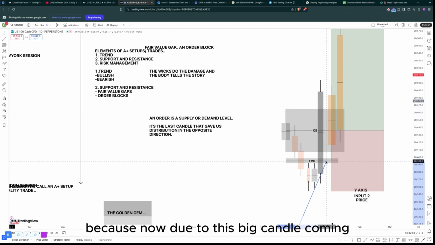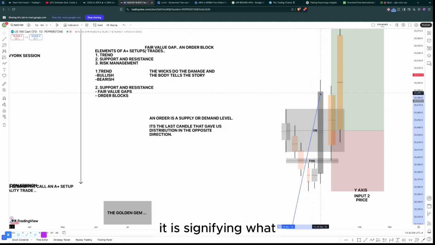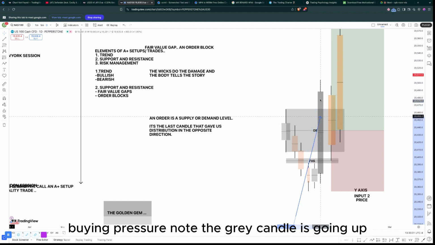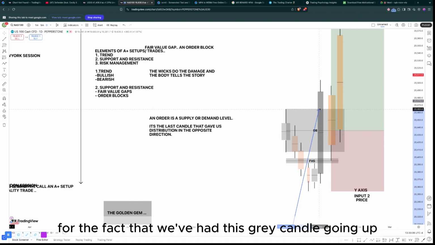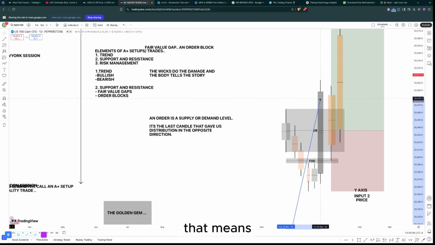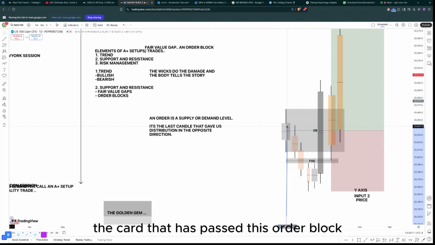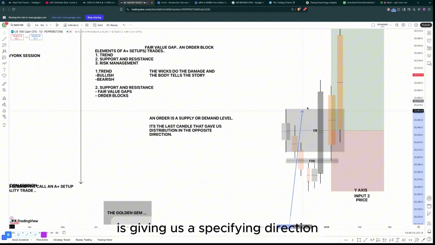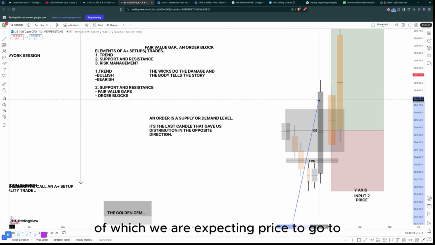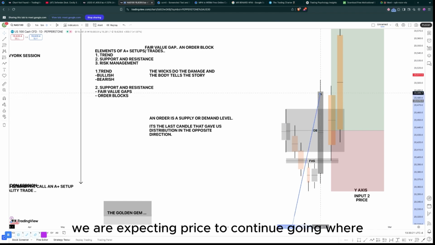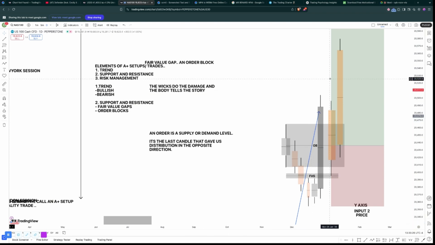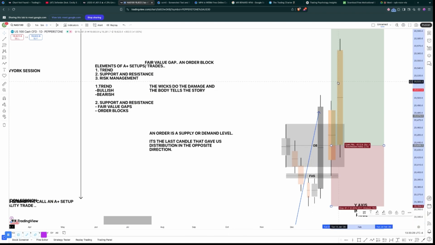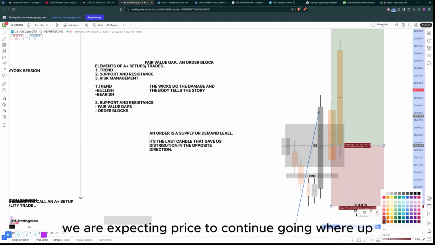Because now, due to this big candle coming, it is signifying what? Buying pressure. Note, the gray candle is going up, the orange candles are coming down. So for the fact that we've had this gray candle going up, that means the candle that has passed this order block is giving us a specified direction of which we are expecting price to go to. So now in this example, we are expecting price to continue going where? Up, right? We are expecting price to continue going where? Up.